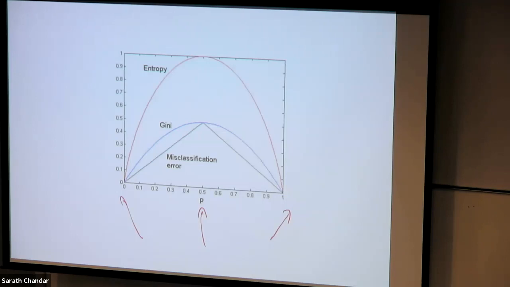Is that clear? There's a question about what is the logarithm for entropy. I assume log 2, but it could be natural logarithm. I'm not sure. It doesn't matter, I guess, to some extent.